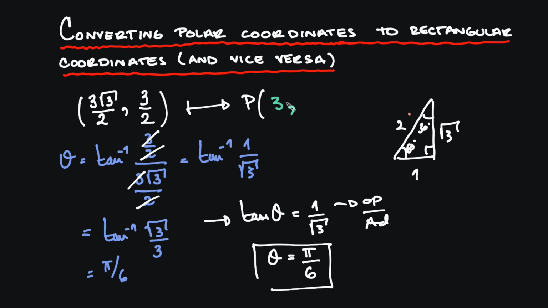Now, if we go back to our polar coordinate, this rectangular coordinate will be equal to a polar coordinate with radius 3 and theta pi over 6. That's how you convert to polar coordinates. It's really important, again, that you know how to evaluate trigonometric functions and inverse trigonometric functions.